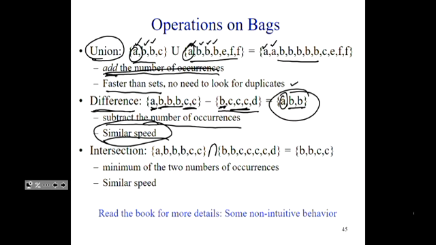Similarly, in the intersection case, you would retain the minimum number of occurrences across the 2 groups of things that you're trying to intersect. Once again, this is a similar speed compared to the set-oriented relational algebra case. Here you had 3 copies of B, here you had 2 copies, therefore you retain 2 copies. Here you had 2 of C, 4 of C, therefore you retain 2 of C, and the others don't get added because there's no copy in the corresponding other set. Right?